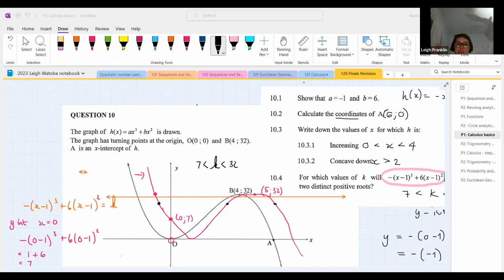So your roots change sign on the y-axis. Okay, because to the left of the y-axis, your roots are negative. To the right of the y-axis, your roots are positive. That's why the y-intercept is critical to answering this question. Okay, so that's why we had to find out where the y-intercept was.